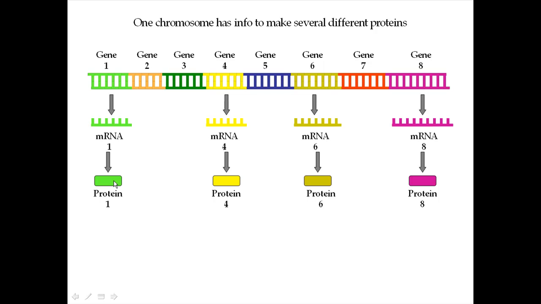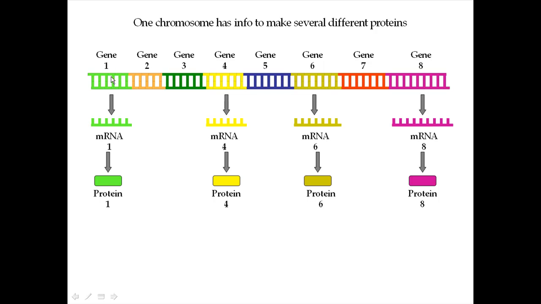And so next week we'll take a look at how a cell can turn off genes. So for example, here genes 2, 3, 5, and 7 are turned off. They're not actively being expressed. And so again, next week we'll take a look at how a cell does that. But for now, we'll take a look at how this process occurs.